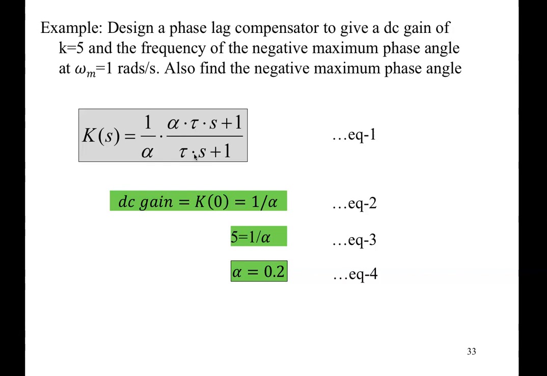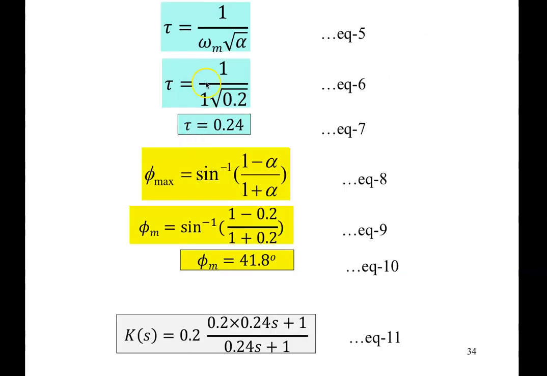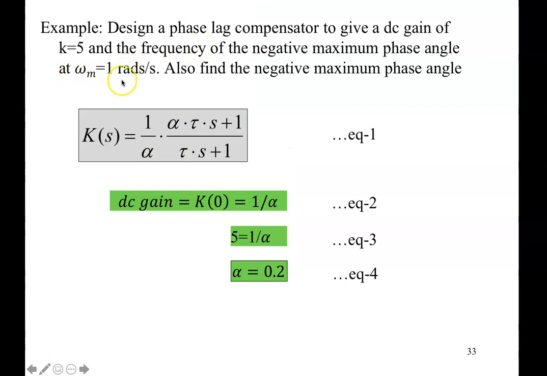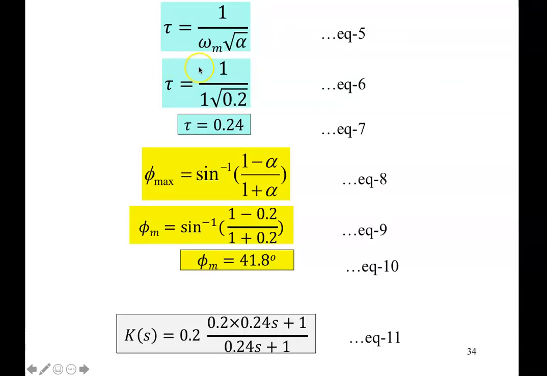Now from 0.2, that's the first parameter you calculate, and I can work out the tau value because I know where I want to put that negative phase angle, or what frequency I want to put that negative phase to be, which is 1 as in my requirement. I want omega m equals to 1. So I replace this alpha by 0.2, I replace that omega m by 1. That will give me 1 over 1 times square root 0.2, which will give me a tau value of 0.25.